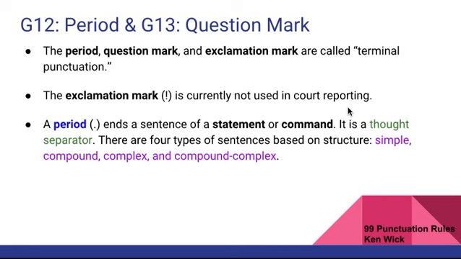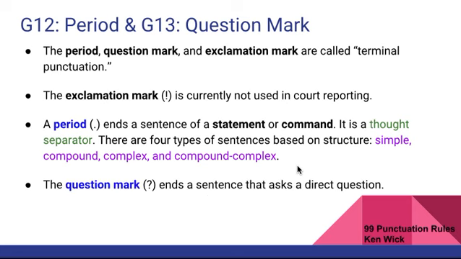The period basically ends a sentence of a statement or a command. It is basically a thought separator, and a sentence can be classified into 4 basic patterns: a simple sentence, a compound sentence, a complex sentence, and a compound complex sentence. And I'm going to cover those in the next video. So basically, a period ends a statement or command and is a thought separator. Question mark basically ends a sentence that's asking a question.